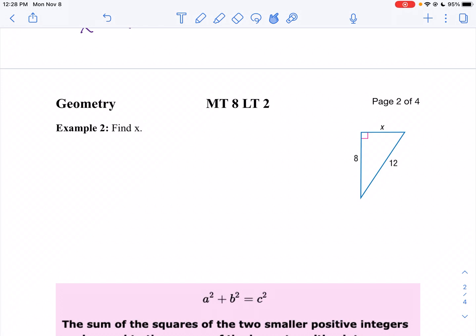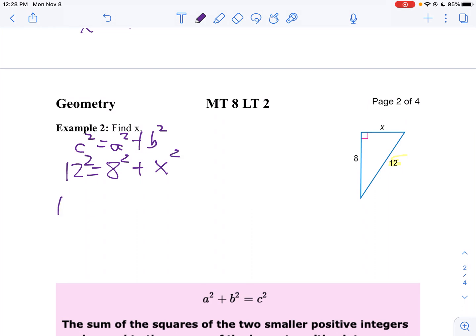On example 2, notice we know the hypotenuse this time, don't we? The hypotenuse is 12. So what I'm going to say is c squared equals a squared plus b squared. So 12 squared equals 8 squared plus, we'll say x squared. Well, 12 squared is 144, and 8 squared is 64 plus x squared.